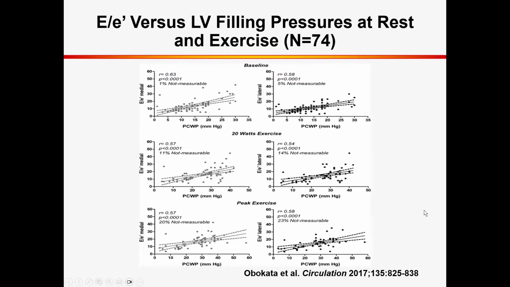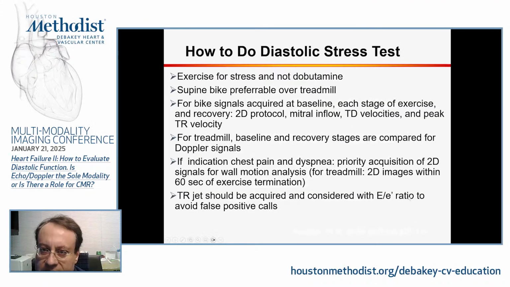This is a study from 2017, again from the Mayo Clinic, showing that the E to E prime ratio at both the septal and lateral side, at baseline, at 20 watts of exercise, and at peak exercise, has a direct significant association with the wedge pressure. So this shows you the validation of the E to E prime ratio with exercise.